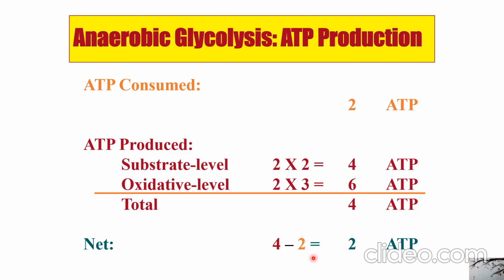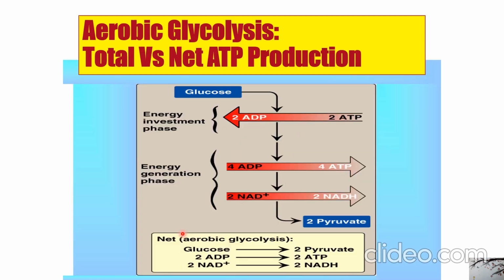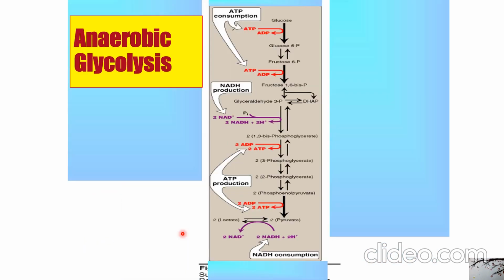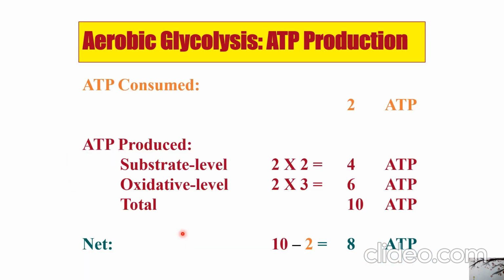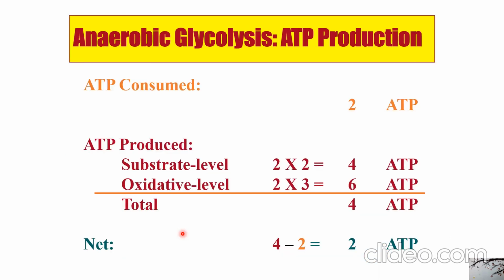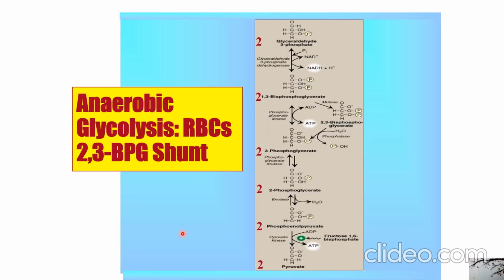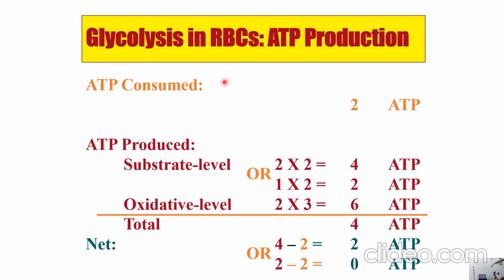So you see, for anaerobic glycolysis, the difference is so evident, because only 2 ATP net production is happening, whereas in aerobic glycolysis there are 8 ATP net production happening. So anaerobic glycolysis can have in RBCs the 2,3 BPG shunt. So this is all about anaerobic glycolysis and aerobic glycolysis that we have already talked about.